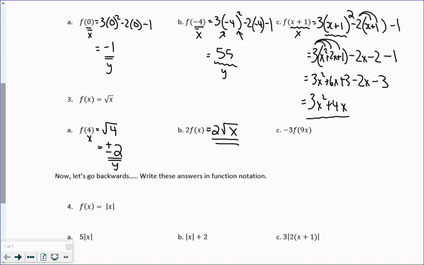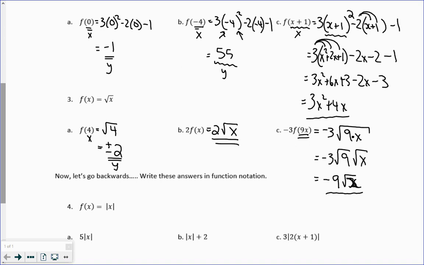Negative 3 times f of 9x, this means negative 3 times my function, but instead of writing in x, I'm going to write in 9x. Now, because these two terms here are multiplied, think of it as 9 times x, what I'm able to do is separate out my square root sign. So the square root of 9 is 3. 3 times negative 3 is negative 9. Whoops, and then root x. And that's the simplified form.